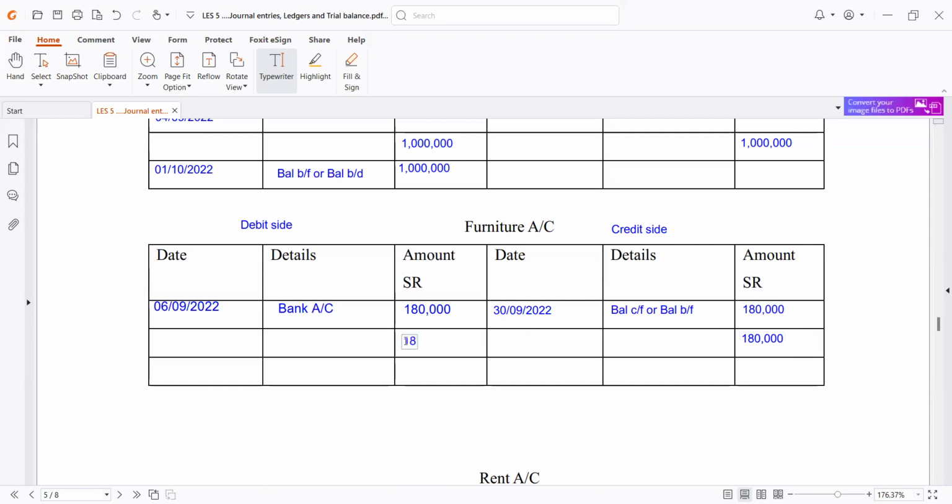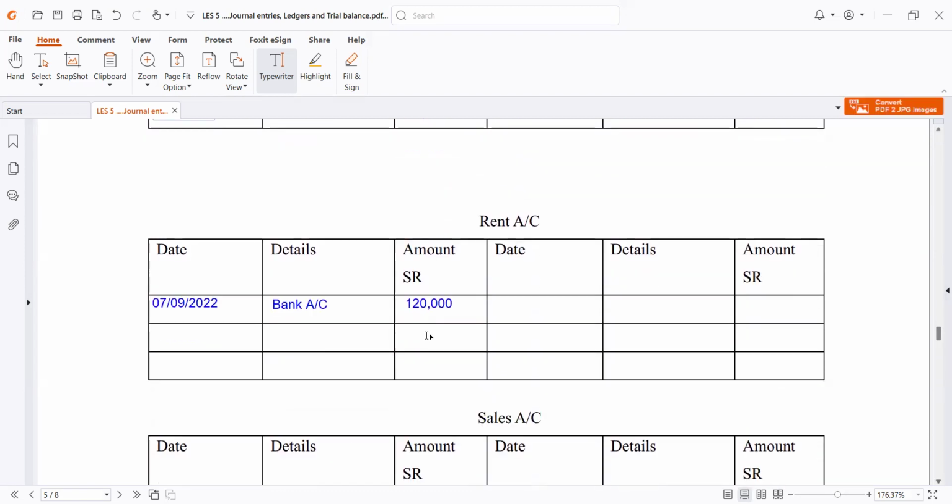On this other side again, you have 180,000. Now that we have our balance carried forward on the credit side with 180,000, you bring it down on this side. It's on the debit side. The figure is 180,000, and you'll have it here, balance. I'll just write one. At least you've known the name. So brought forward like that, and it will be 1st October 2022. So 180,000.